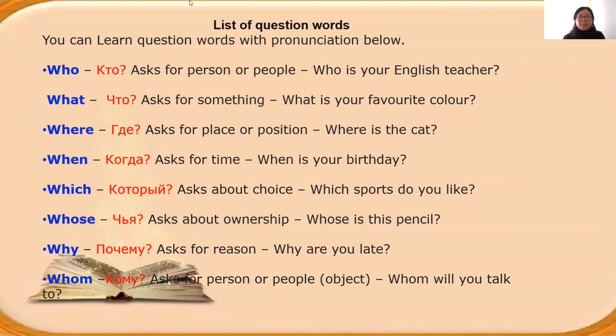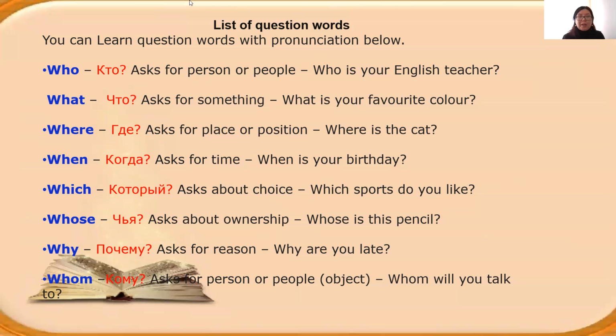Who, кто, asks for person or pupil. Who is your English teacher? What, что, asks for something. What is your favorite color? Where, где, asks for place or position. Where is the cat? When, когда, asks for time. When is your birthday? Which, который, asks about choice. Which sports do you like?